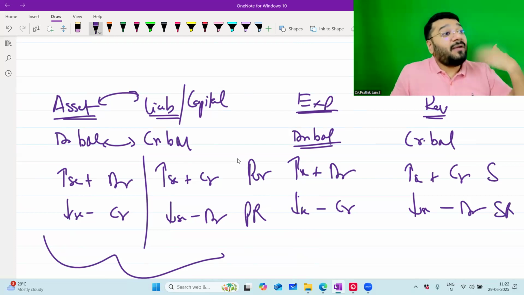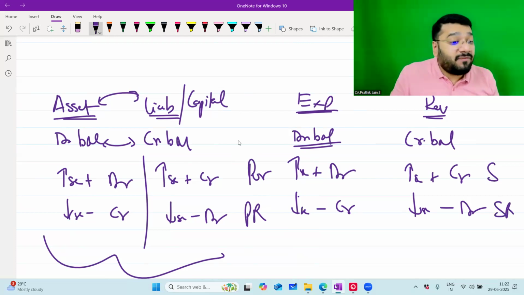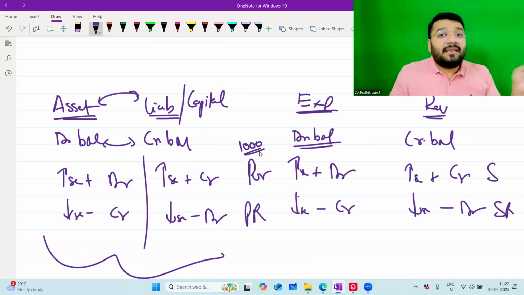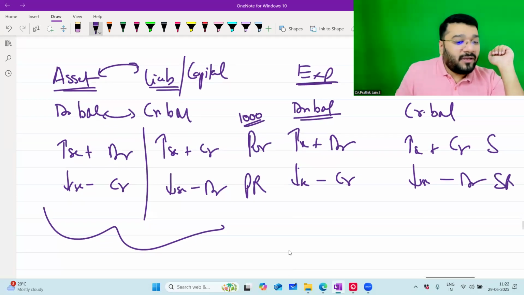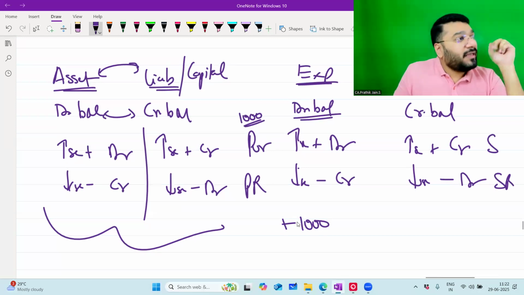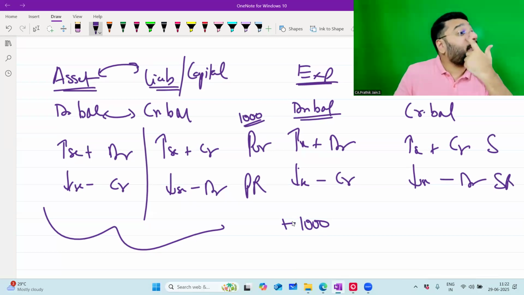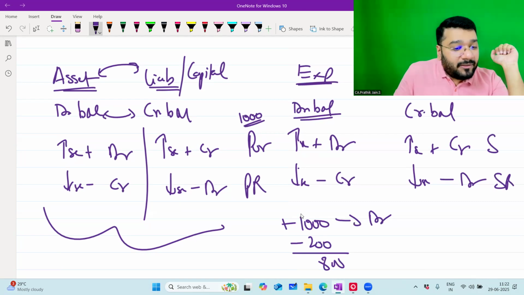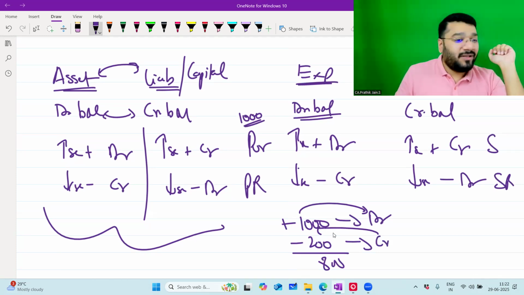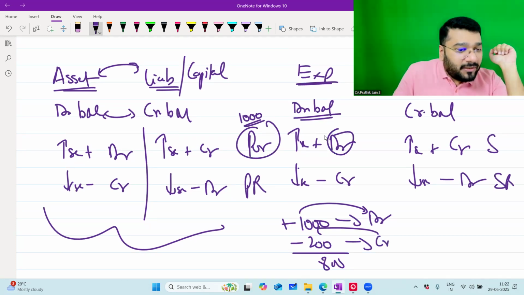I purchased 1,000 worth of goods, debit. In that, 200 worth of goods were returned. So what is my net purchase? 800. I purchased for 1,000 rupees, and 200 worth of goods I returned. Plus or minus? Minus 200. So the net purchase is 800. So purchase is debit, plus. And the reversal, purchase return, is credit, which is minus.